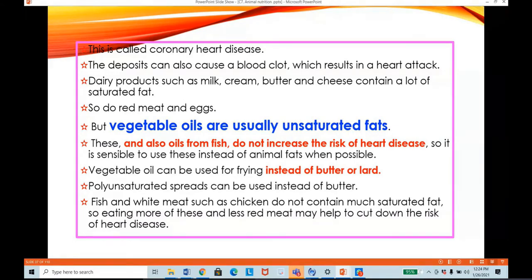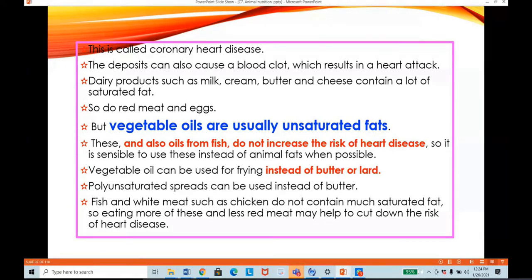Instead of using saturated fats from animal fats, we could use plant fats, which are unsaturated, such as vegetable oils or olive oil, instead of butter. Perfect. Thank you so much, sweetie.